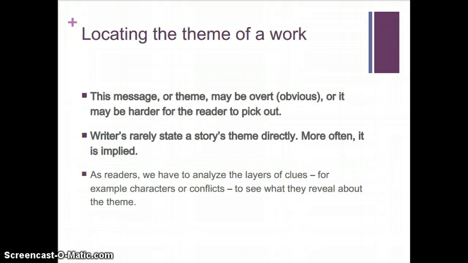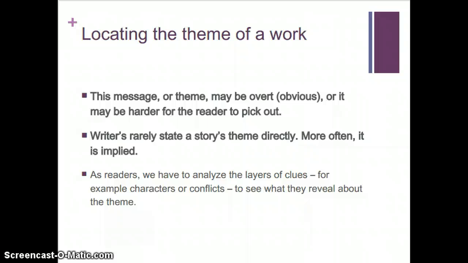Okay, so now that we've cleared up the difference between theme and a broad concept, how are you going to locate the theme within To Kill a Mockingbird? First of all, it's not going to be obvious. It is very rare that authors, or at least prolific authors, are just going to come out and directly state, hey, this is my message and moral of the story. You're going to have to dig deeper.